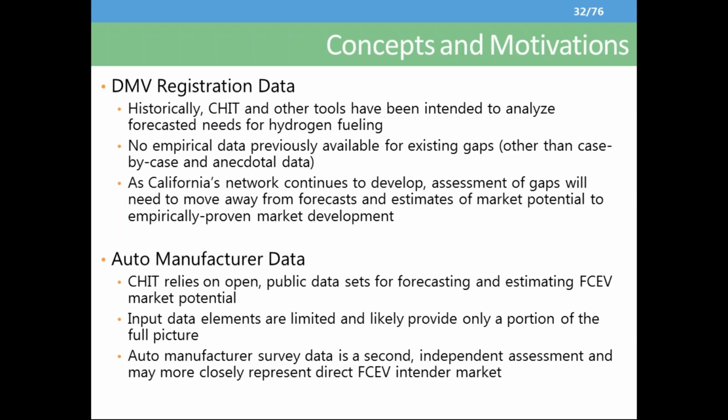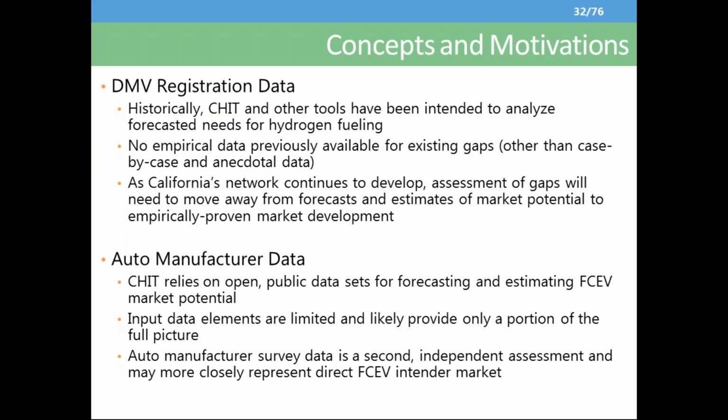In addition, the forecasting provided through CHIT, through the demographic indicators, has the benefit of being an open public data set for trying to assess the market potential across the state. However, it really is still kind of a limited data set. It's looking at only certain factors. It's only looking at certain features that can essentially provide the estimate of where the adopter market might be.